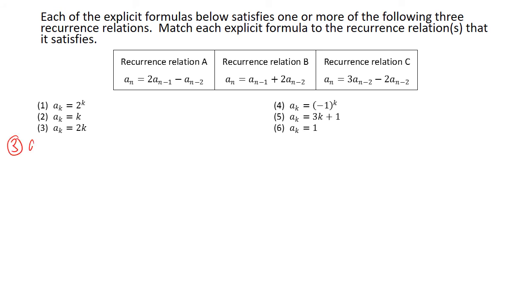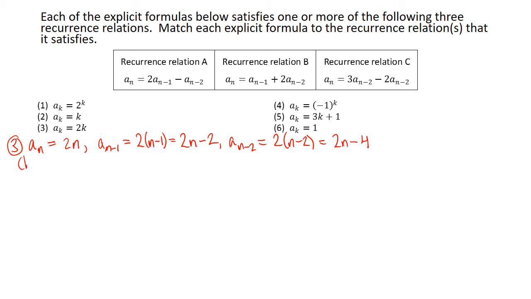So I'm going to figure out what an minus 1 and an minus 2 are. So an will just be 2n, plugging in n for k, and then plugging in n minus 1 for k, I'm going to get 2 times n minus 1, which is 2n minus 2, and then for an minus 2, same deal, but with n minus 2, so this will be 2n minus 4. Okay. And let's just check these 3 recurrence relations.